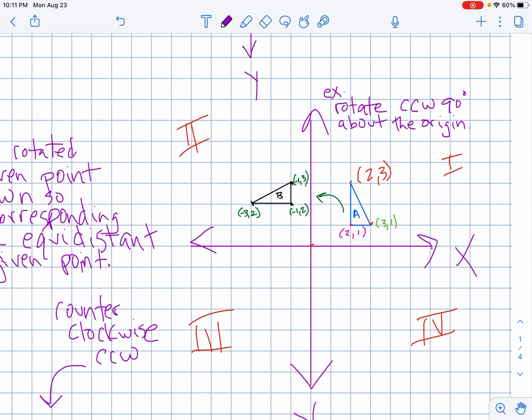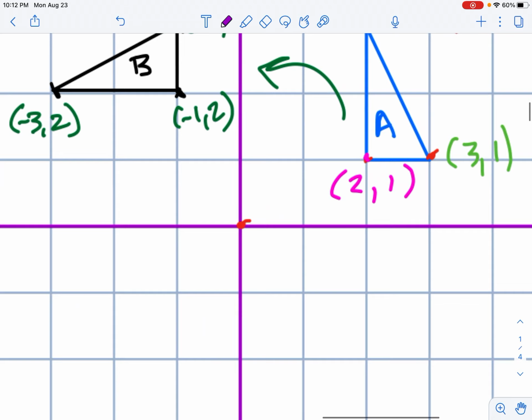So triangle A is in quadrant 1. We're going to rotate it counterclockwise 90 degrees about the origin. Now, the last time we did a rotation, it was about a point that was one of the vertices of the triangle. Well, this time it's about the origin. Well, what does that mean?